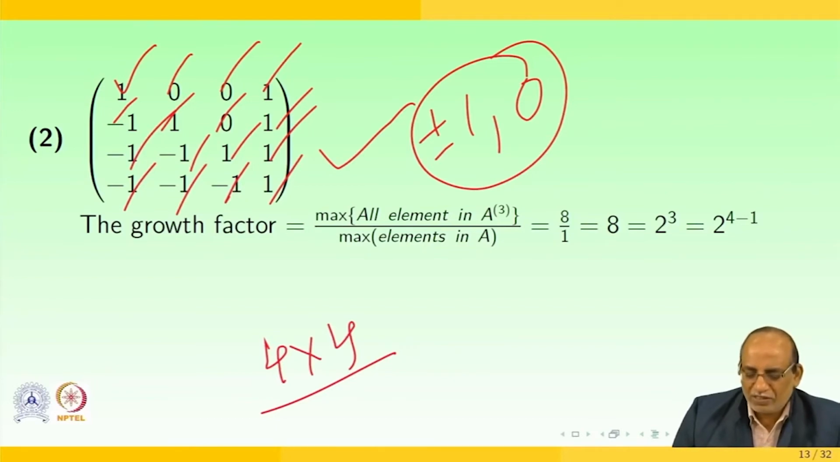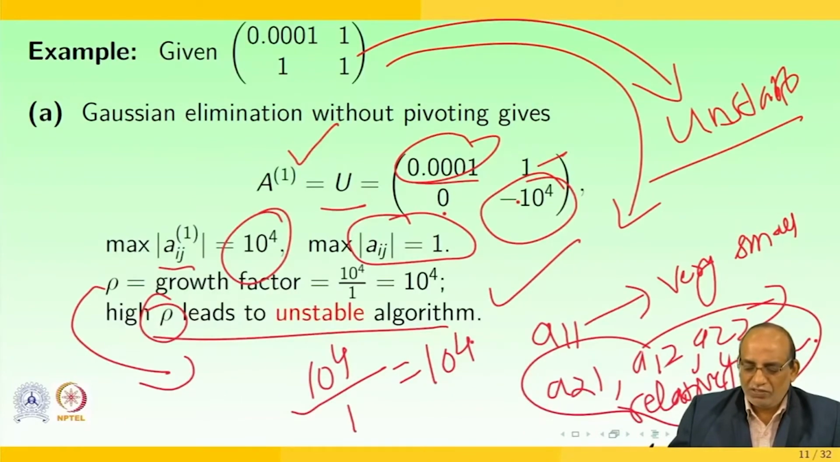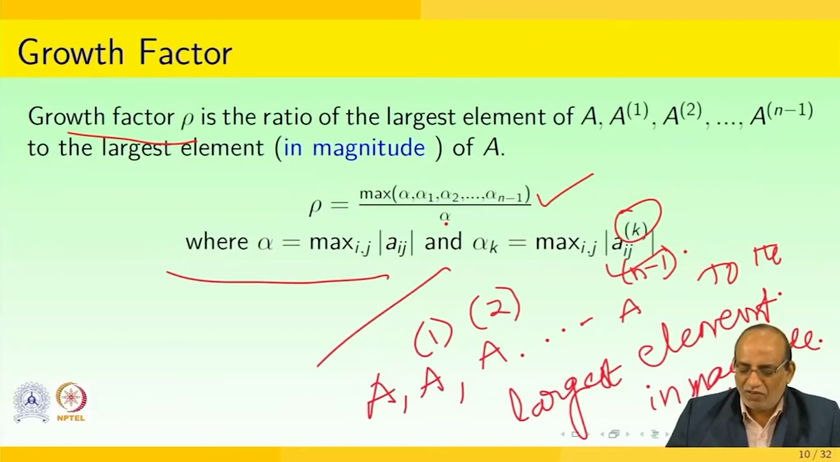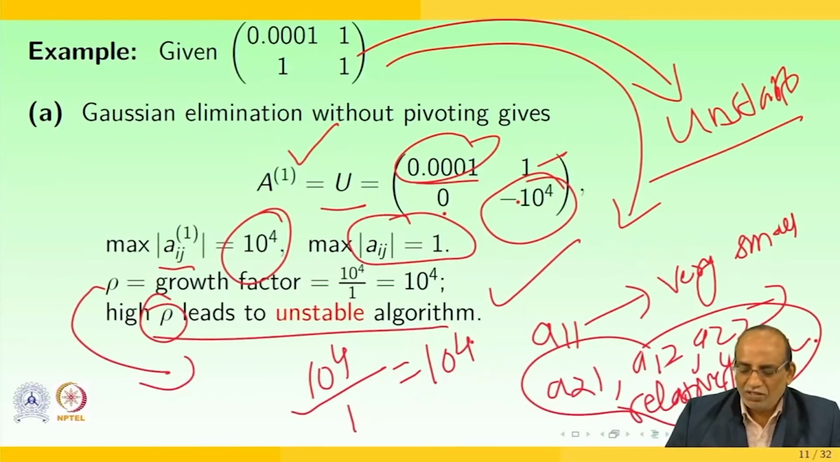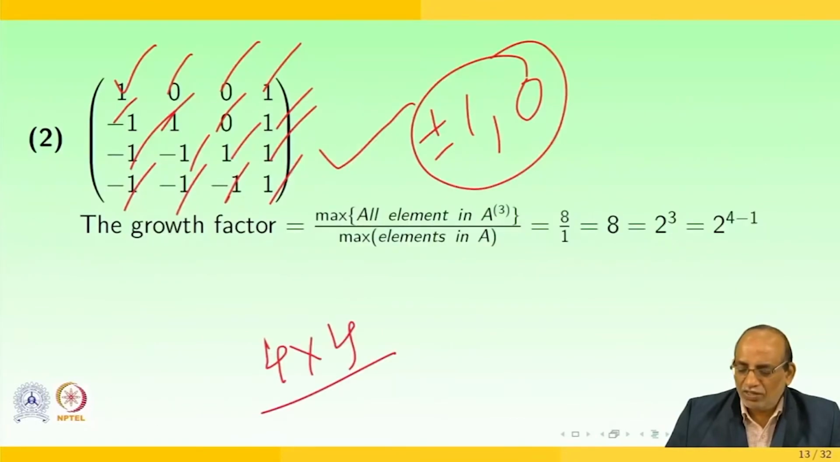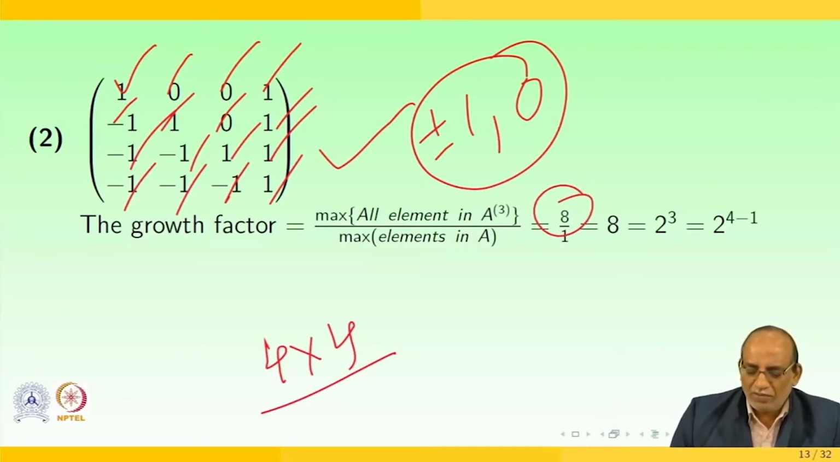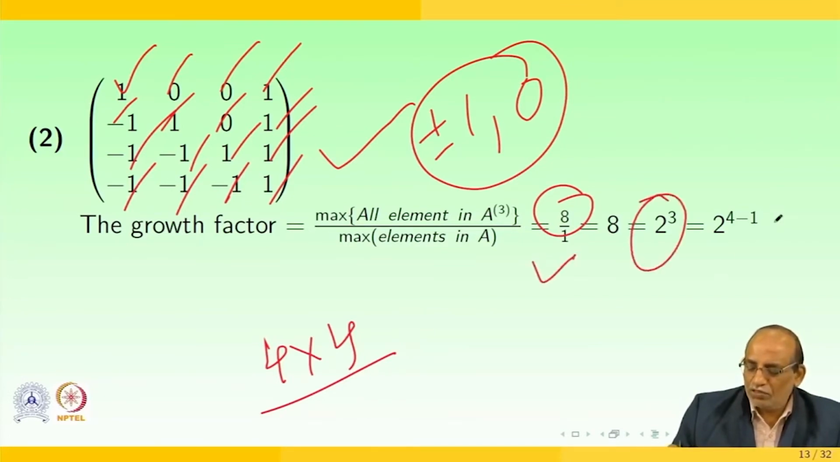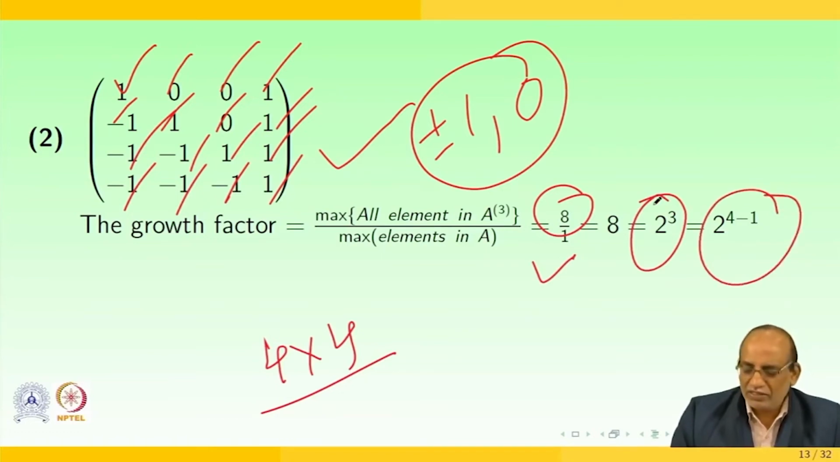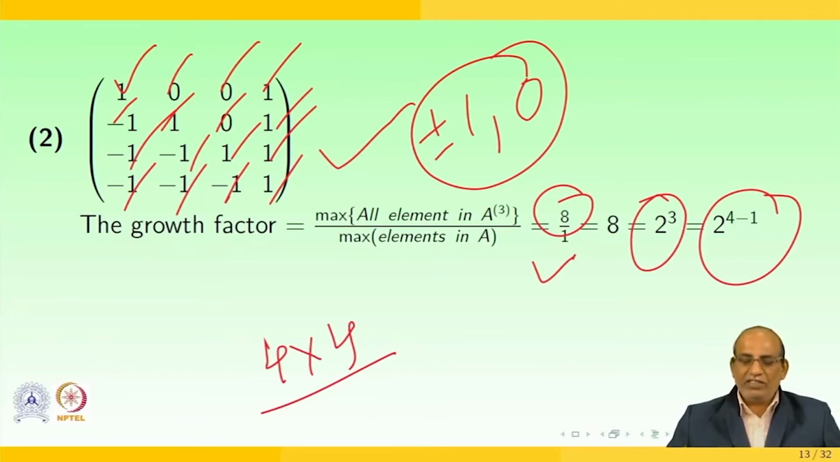If you compute this maximum element by using the previous formula defined over here, the maximum of alpha 1, alpha 2, alpha 3, where alpha is the maximum of the modulus of Aij, this is the value you get. The maximum element in A is 1. So 8 by 1 is 2 cube, and 2 cube is 2 power n minus 1. So the growth factor is 2 cube, that is 8. Compared to 10 power 4, it is a smaller value.